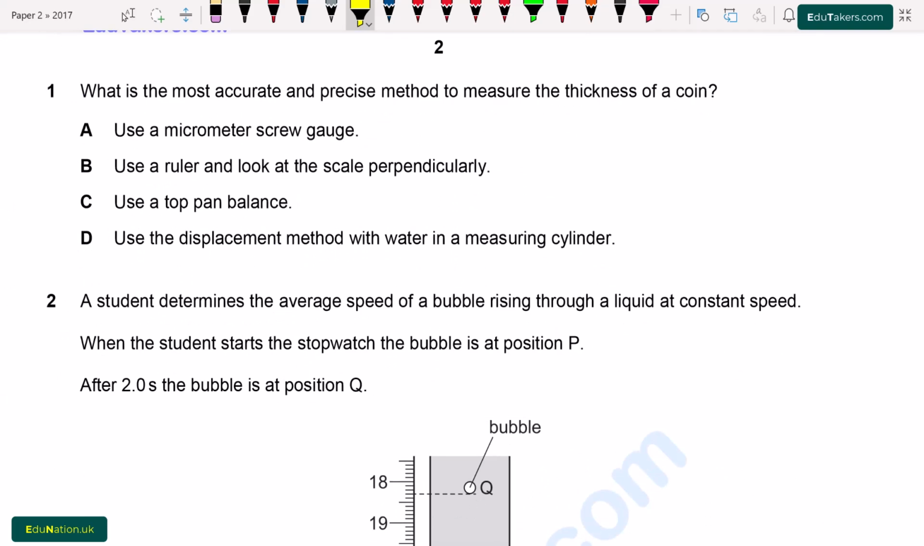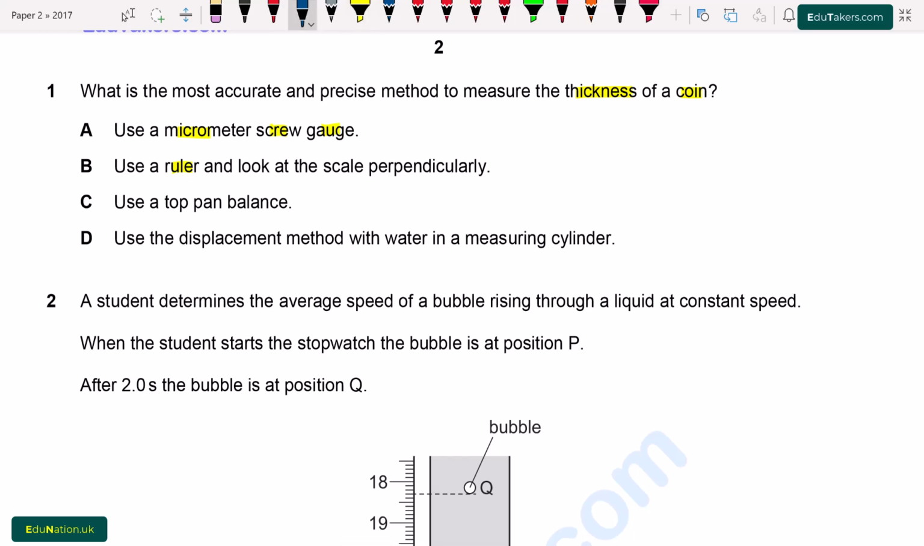Question number 1. What is the most accurate and precise method to measure the thickness of a coin? So here we have to measure the thickness of the coin. Which instrument is most accurate and precise? Option A. Using a micrometer screw gauge. B. Use a ruler and look at the scale perpendicularly. C. Use a top pan balance. D. Use the displacement method with water in a measuring cylinder.